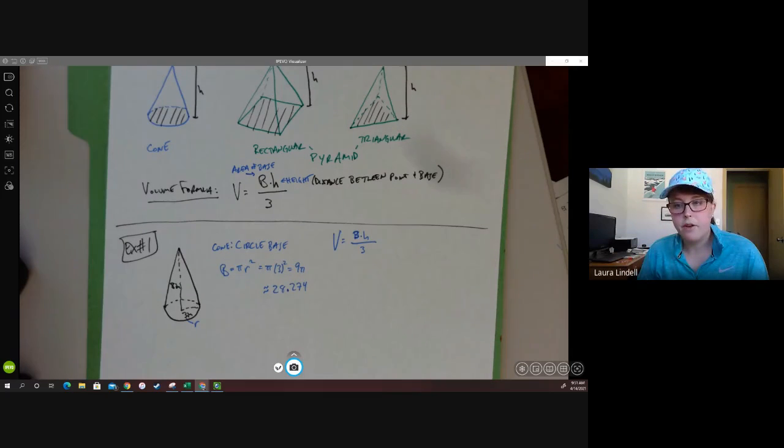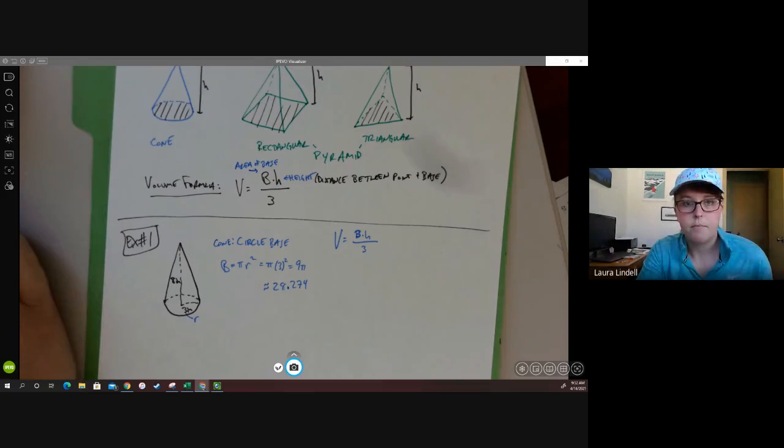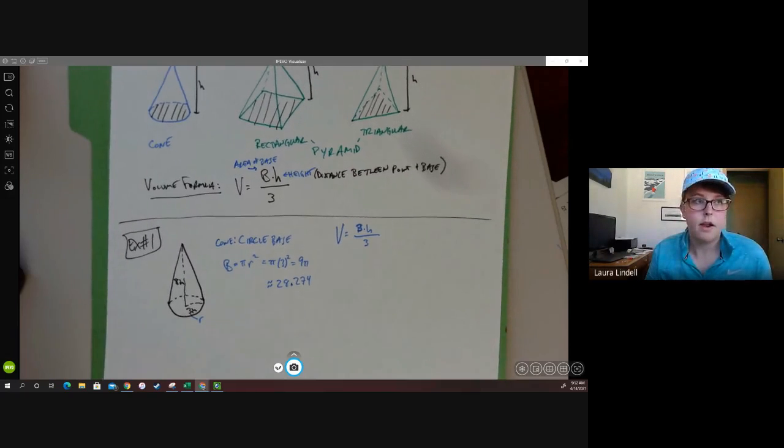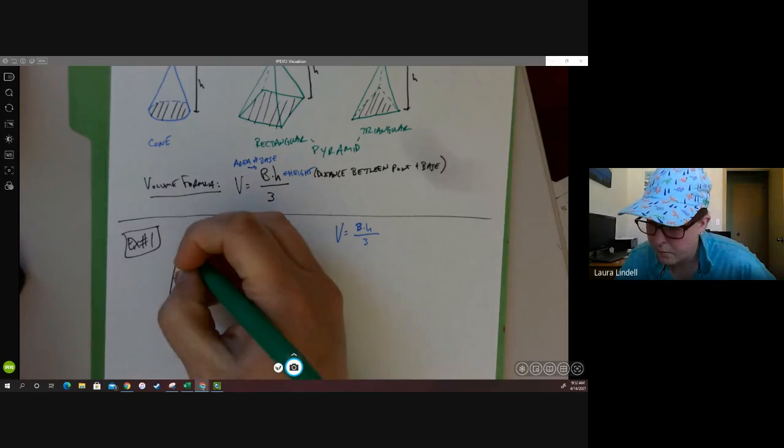If you want to round to the nearest hundredth, you should keep at least 3 decimal places, so that when you round, you don't end up with too much rounding error at the end. All right, and then what would the height be for this thing? 8. Yeah, that's the distance between the point and the base.